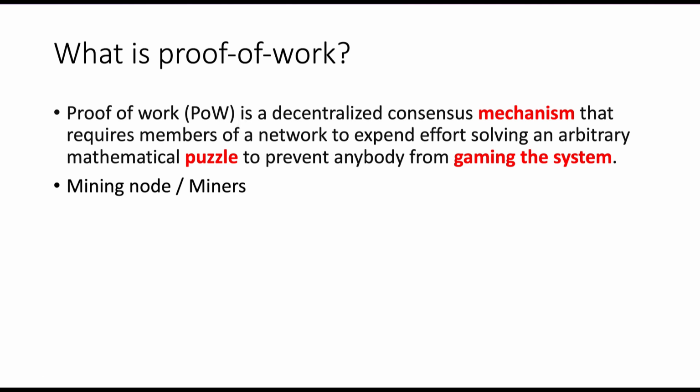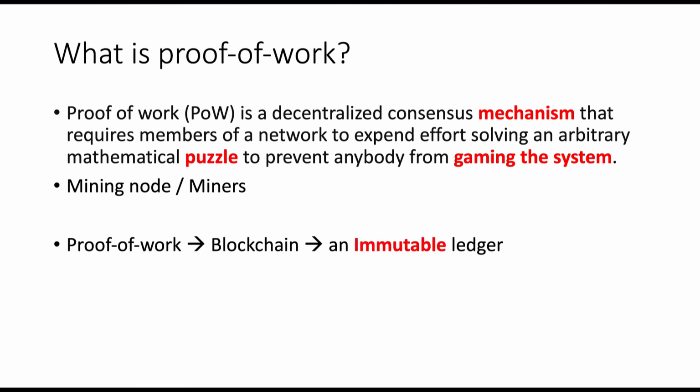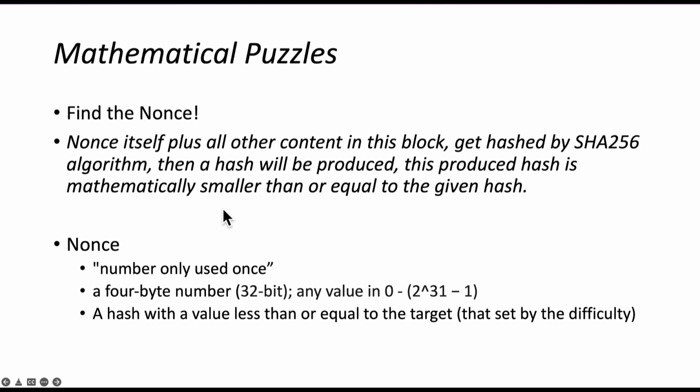In the last video, we studied the blockchain peer-to-peer network, and from that we know that proof of work makes blockchain an immutable ledger. So in short, we can say proof of work is a mechanism that can make blockchain immutable by solving a puzzle. We can see that this puzzle is a crucial step for proof of work. To understand proof of work, we need to understand this puzzle first. Now let's see what kind of puzzle proof of work is solving.